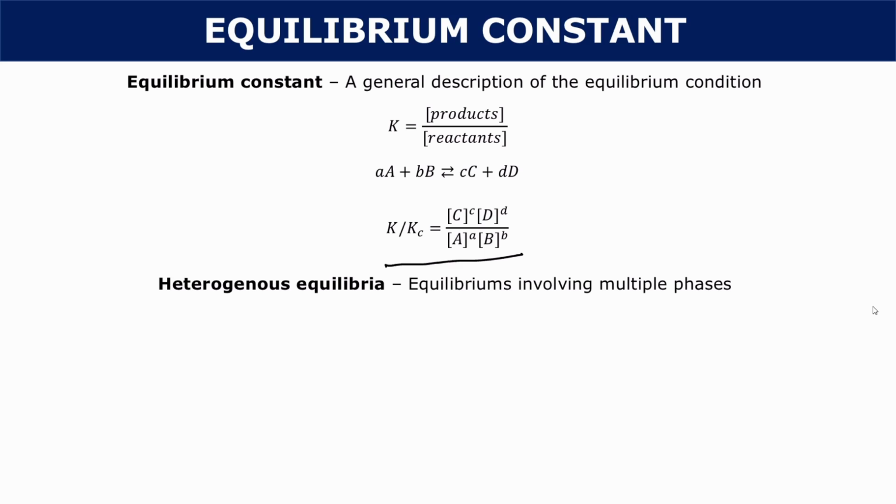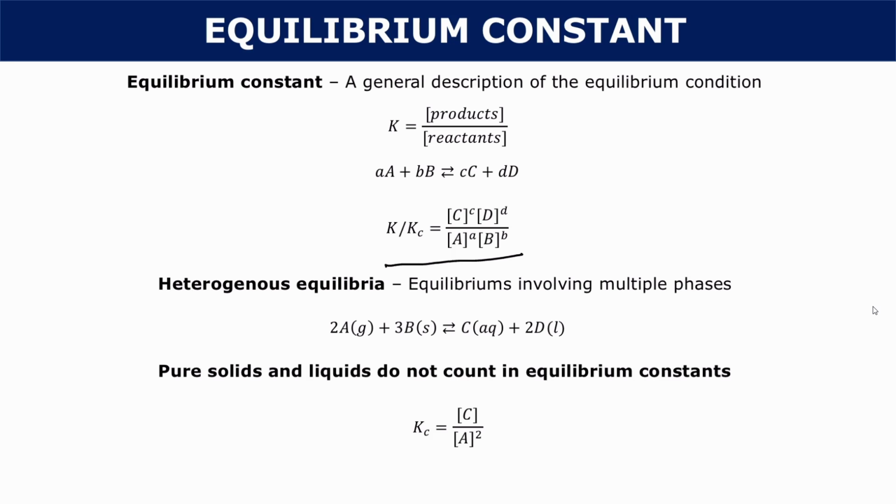And remember, heterogeneous equilibria are going to be equilibria involving multiple phases. In heterogeneous equilibria, you might have something where 2A is a gas, and it's reacting with 3B, which is a solid. And it's in equilibrium with an aqueous C and a liquid. The important thing about heterogeneous equilibria is that pure solids and liquids are not going to count in the equilibrium constant. So in this case, the Kc would be the concentration of C over the concentration of A squared.